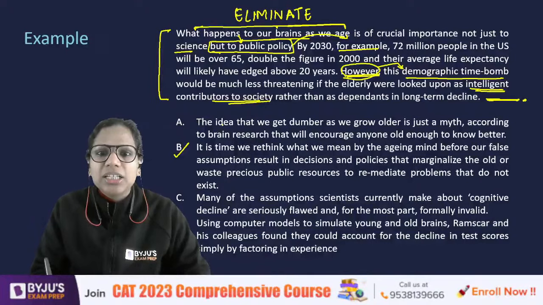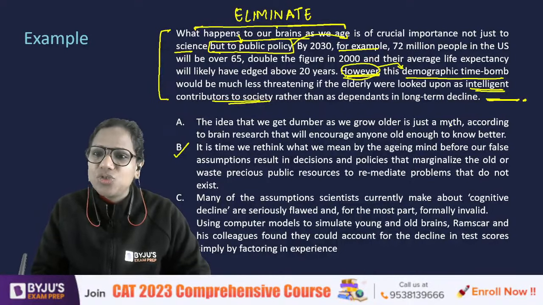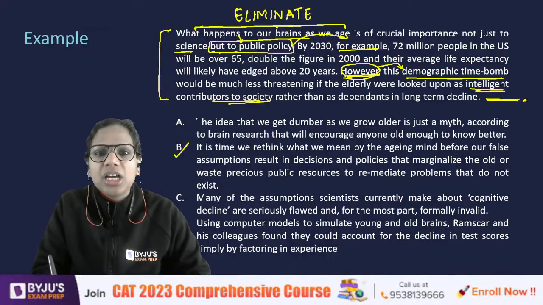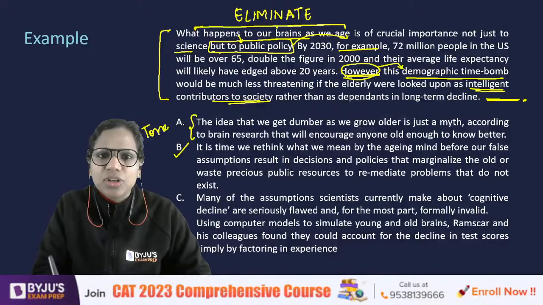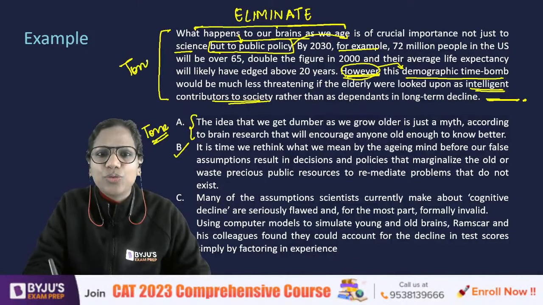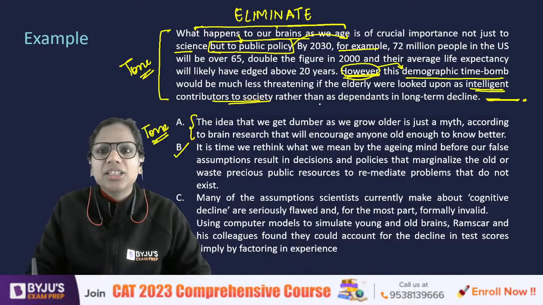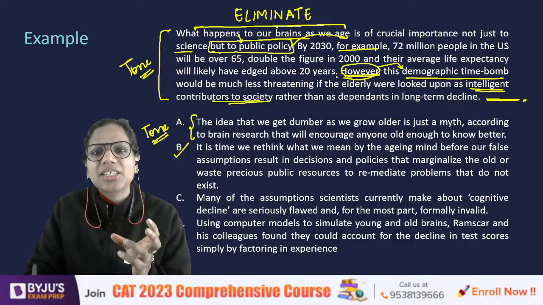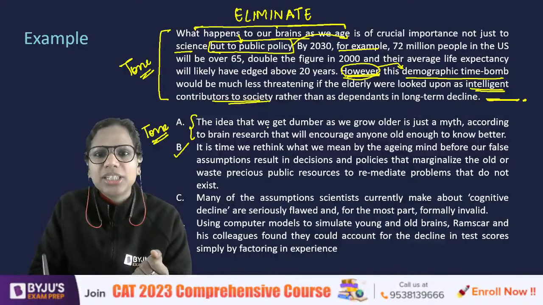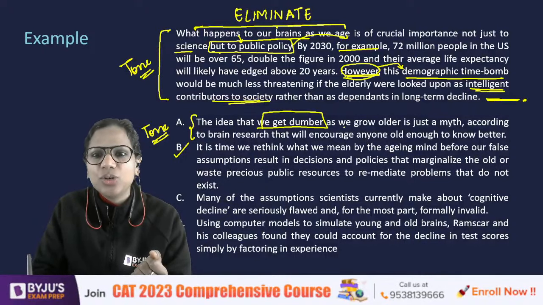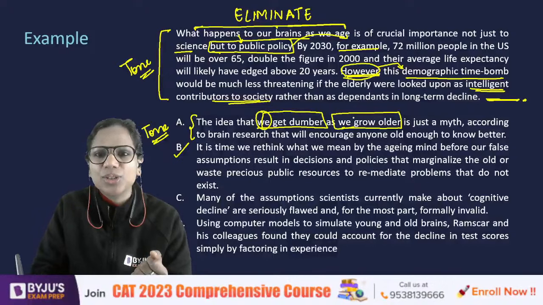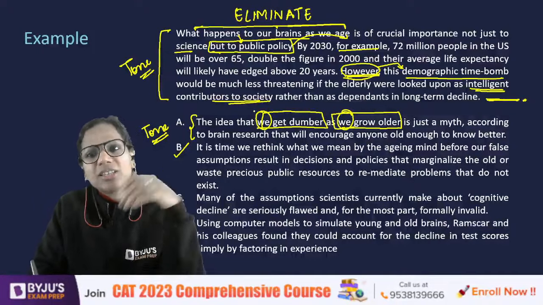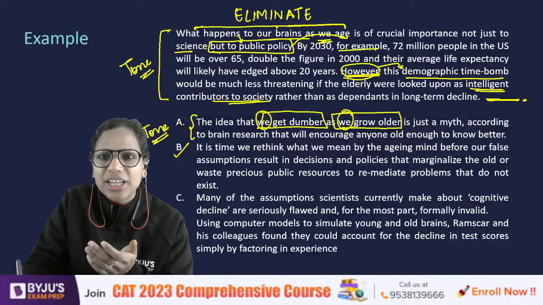Let's see why. The idea that we get dumber as we grow older is just a myth, according to brain research that will encourage anyone old enough to know better. Look at the tone of sentence A and the tone of the paragraph. The tone of the paragraph is very argumentative and relatively formal. Whereas, look at this, the idea that we get dumber as we grow older. First of all, this "we" suddenly comes into the picture. This is first person narrative. So, first person narrative suddenly came in, whereas it was not there in the beginning.